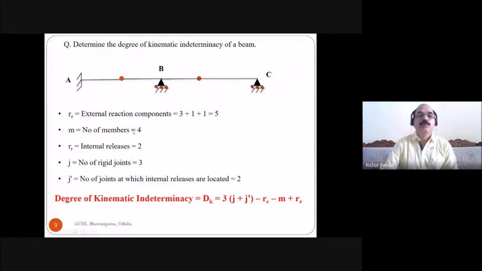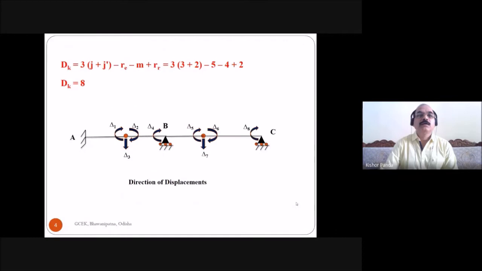Then by putting these values in this equation, you will find the degree of kinematic indeterminacy. So dk is equal to 3j plus z dash minus re minus m plus rr. 3j is 3 plus 2, minus re 5, minus m 4, plus 2. rr is equal to 2. So dk is equal to 8. The degree of kinematic indeterminacy of the beam is equal to 8.